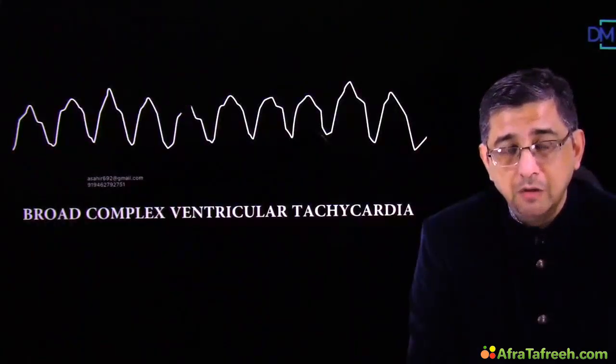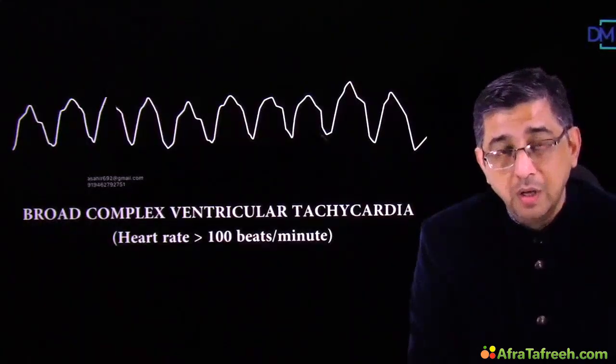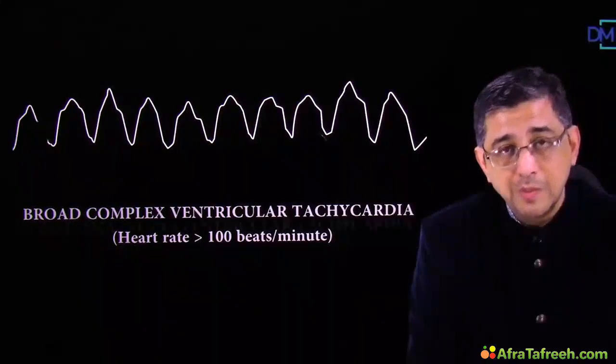In these patients, there can also be a possibility of development of VT, that is ventricular tachycardia, which would be a run of multiple premature ventricular complexes with heart rate more than 100, and this can explain the possibility of sudden cardiac death occurring in mitral valve prolapse.